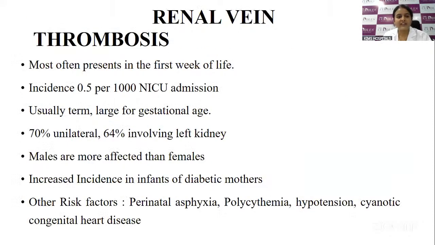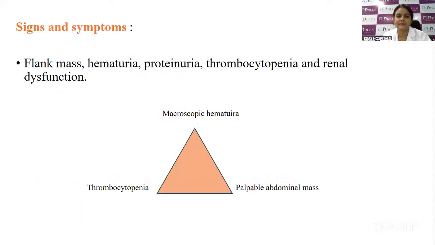Now coming to renal vein thrombosis, these usually present in the first week of life, and the incidence is 0.5 per 1,000 neonatal admissions. Usually they are seen in term neonates and those large for gestational age. Of these renal vein thromboses, 70% are unilateral and 64% involve the left side of the kidney. Males are more affected than females. It is most commonly seen in infants of diabetic mothers. The other risk factors include perinatal asphyxia, polycythemia, hypotension, and cyanotic congenital heart disease.